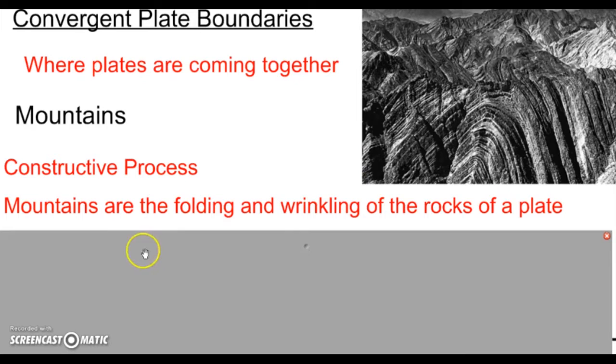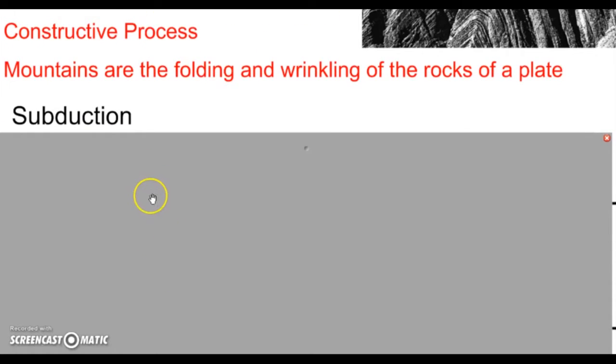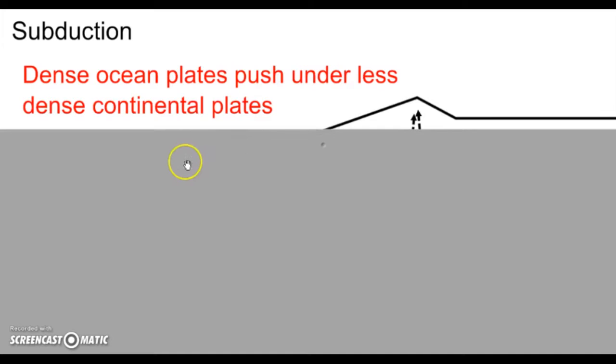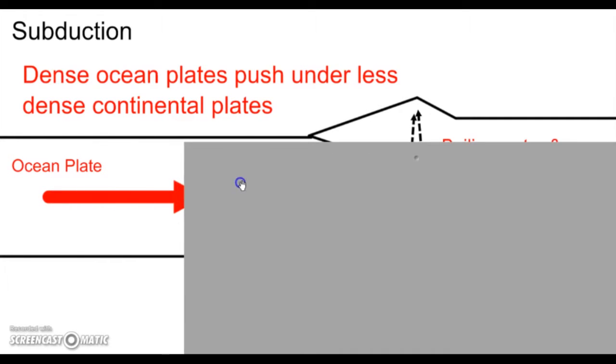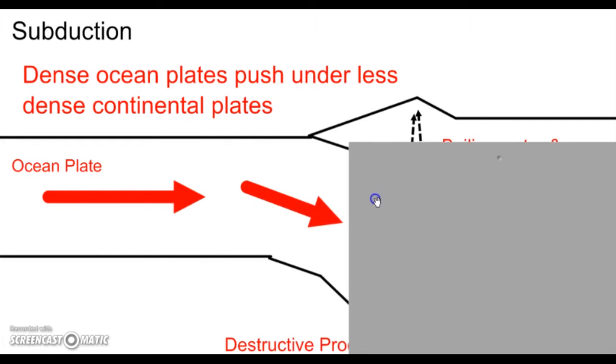So then, to add to this, we have this thing called subduction. If something's getting pushed down into the Earth, subduction is happening. Well, I came up with a nice picture for you. Subduction is dense ocean plates pushing under less dense continental plates. Here we have an ocean plate on this side and a continental plate on this side. The ocean plate's moving in this direction. As it pushes in, something's got to give. The ocean plate is more dense, and it starts pushing under. The continental plate is less dense, and it's going to rise to the top of the Earth.